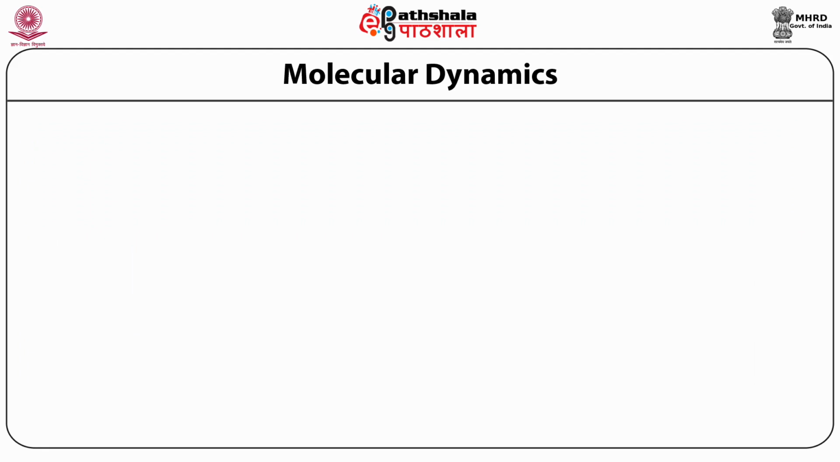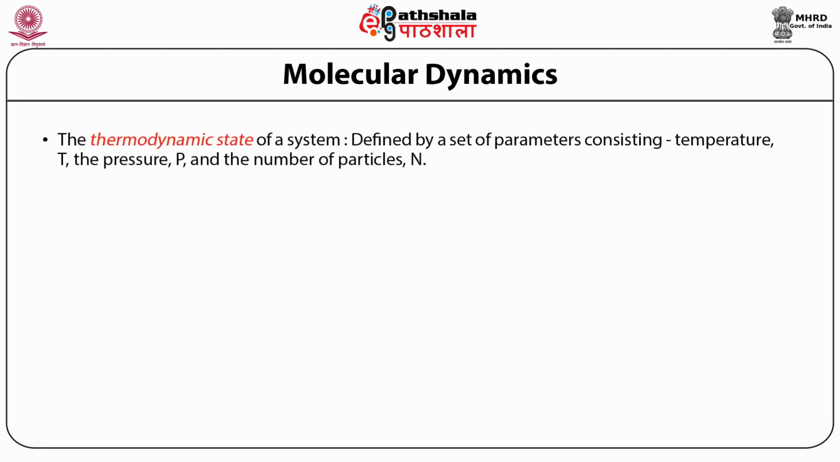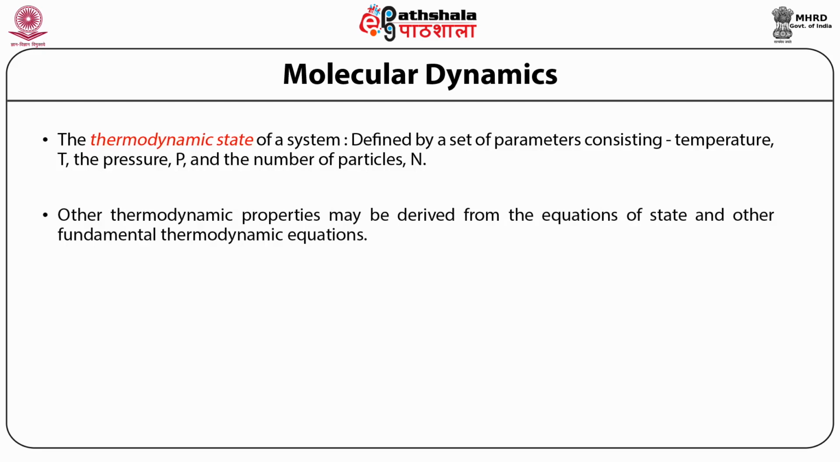When we discuss dynamics and ensemble, the thermodynamic state of a system becomes very important. Now, what are the state functions? They are temperature, pressure, volume, number of particles, etc. Of any of these four, we can use any three of them, and the others will be related to each other. So, these thermodynamic properties can be derived from the equation of state or fundamental thermodynamic equations.